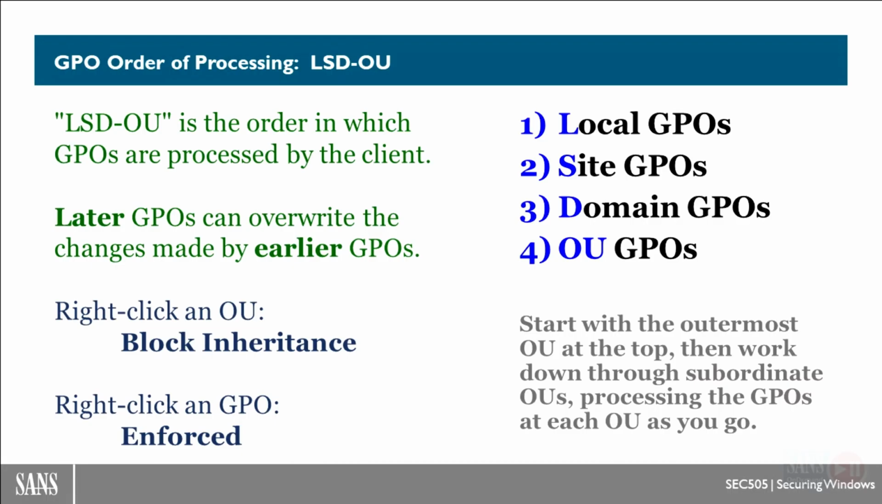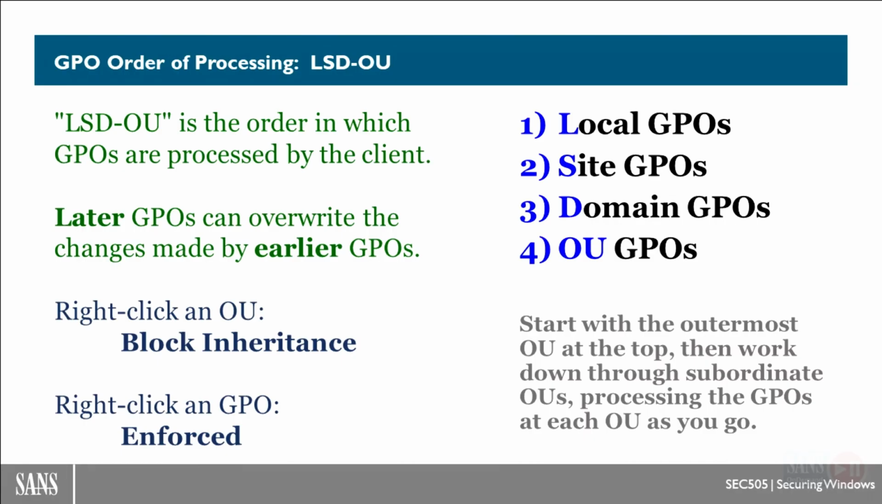This is the sort of thing that will drive you crazy when you're troubleshooting it in real life if you're not aware of this behavior. So LSDOU, that's the overall acronym to memorize. That's the overall order in which they're applied, unless you enable block inheritance, and then you don't apply any of the GPOs that are above you. But one last wrinkle in that story.